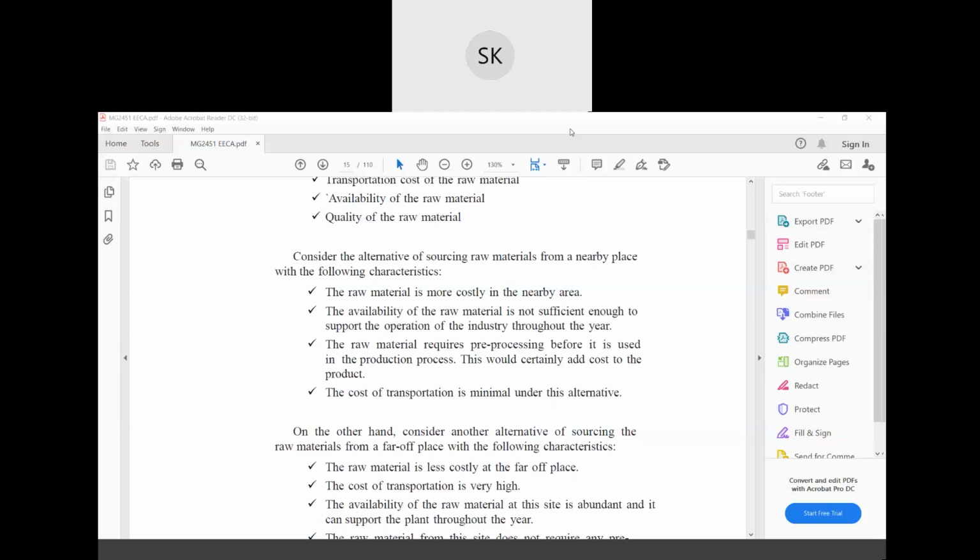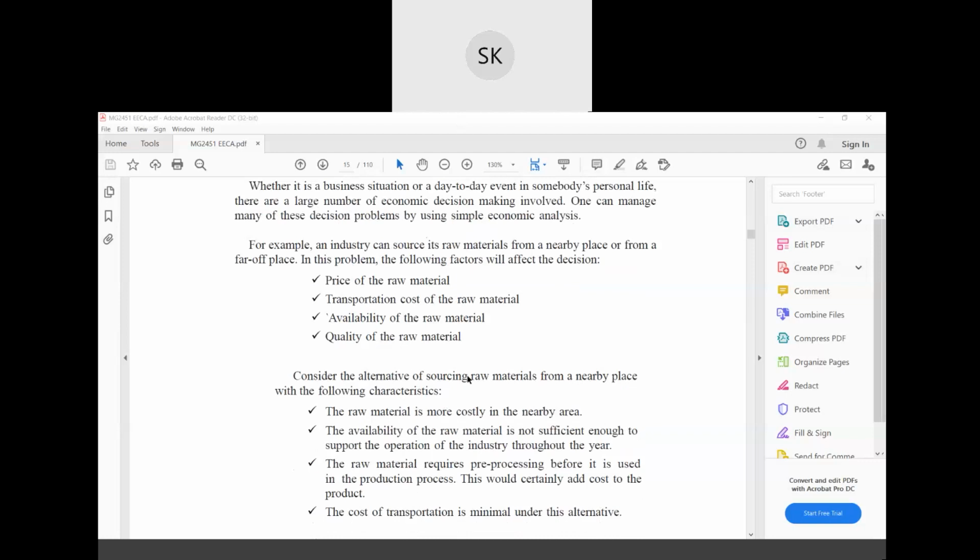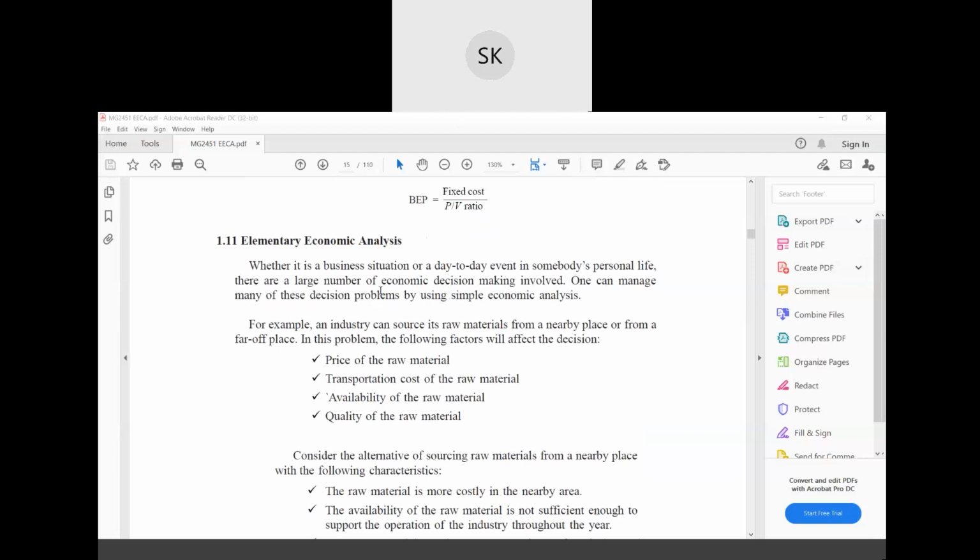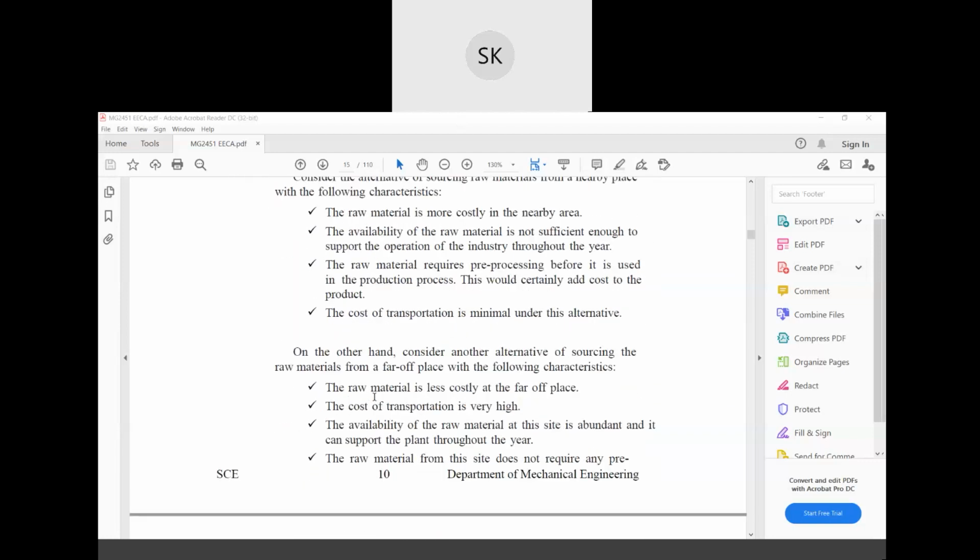In the other alternative, even if the transportation cost increases a little, you are getting the raw material throughout the year. Plus, you don't need to do the pre-processing, right? So based on that, you have to see the options, compare them, and then choose which one is suitable for you, which one is giving profit to you. This is called economic decision, or economic analysis. You have to analyze.